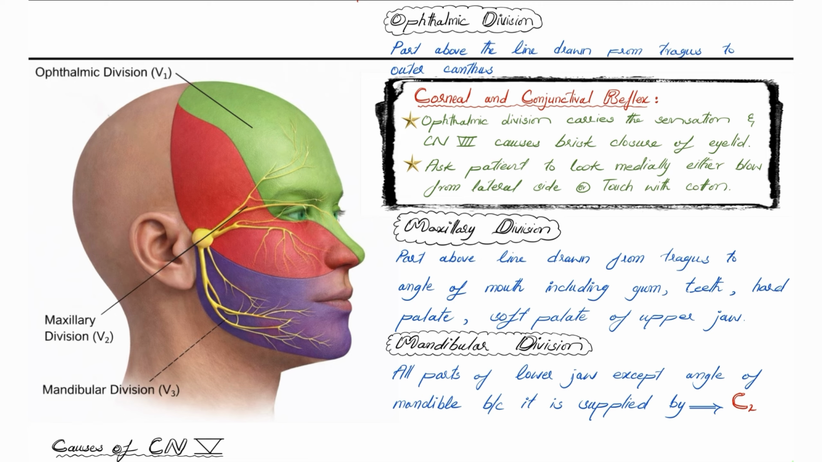The maxillary division is the part above the line drawn from the tragus to the angle of the mouth, and it includes the gum, teeth, hard palate, and soft palate of the upper jaw. And the mandibular division is all parts of the lower jaw except the angle of the mandible, because the angle of the mandible is supplied by the spinal segment C2.